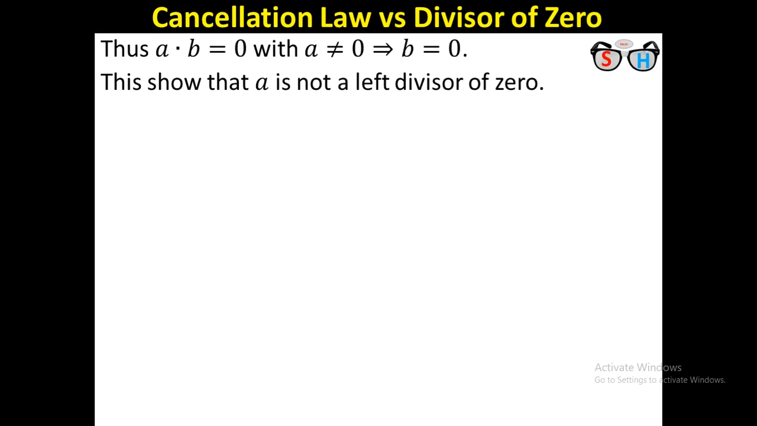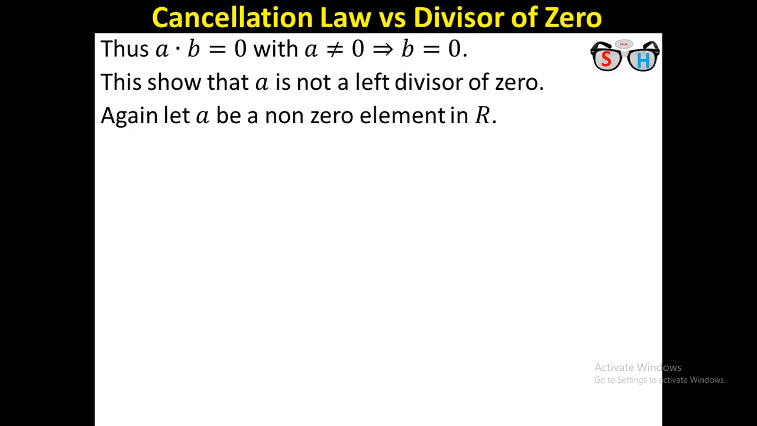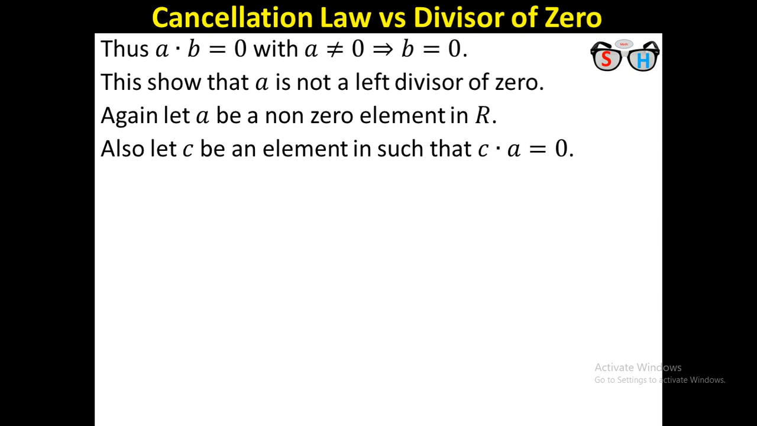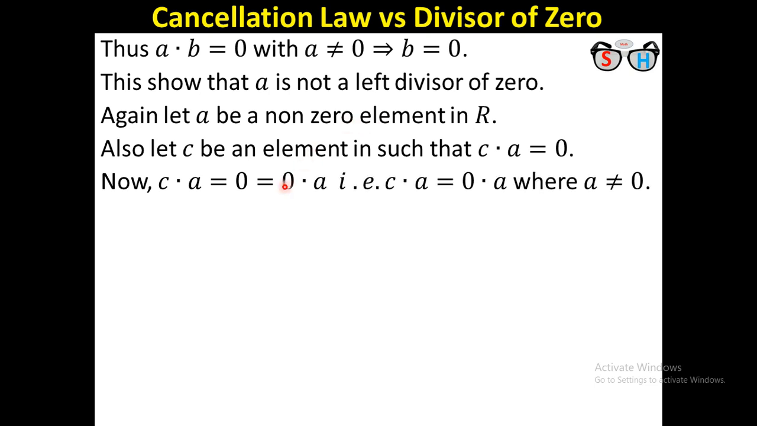Now we will show A is not a right divisor of 0. For that purpose, we consider A to be a non-zero element in R. Also let C be an element in R such that C dot A equal to 0. Now we have to check if A is a right divisor of 0 or not. You can write 0 as 0 dot A, that is, C dot A equal to 0 dot A, where A is non-zero. So we can cancel A from the right side because cancellation law holds in the ring. So right cancellation law also holds.